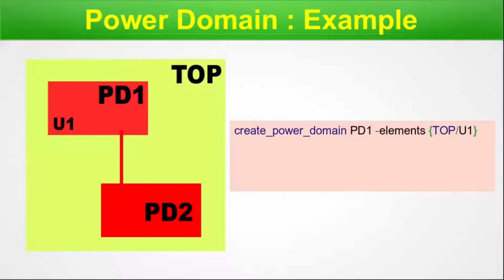Now, first, create_power_domain, space PD1. PD1 is the name of the power domain. Then -elements. Elements is top/U1. Next, we write -scope, and at this level it is /top/U1. So I mentioned that scope means down the hierarchy, at which hierarchy you are defining. You define the scope there, and we are defining it with a hierarchical name.